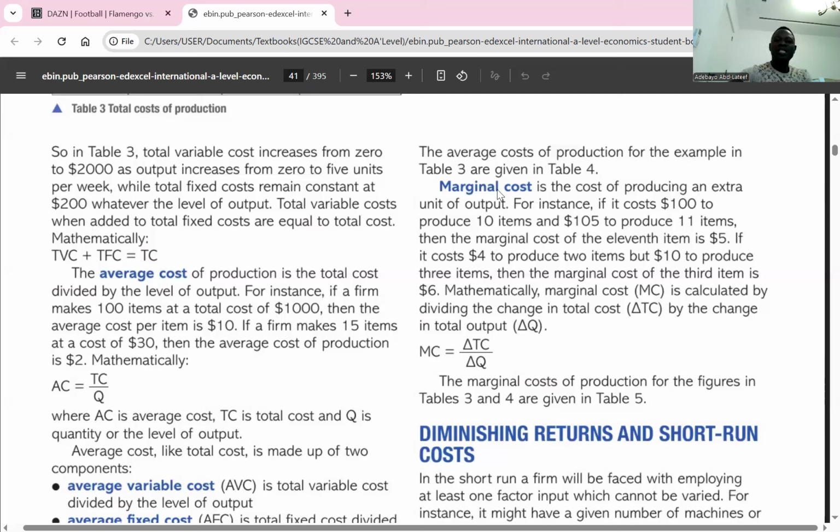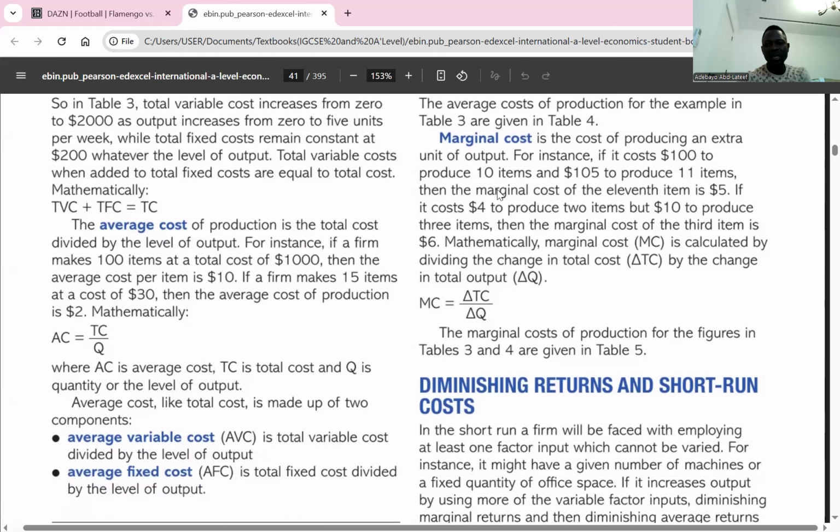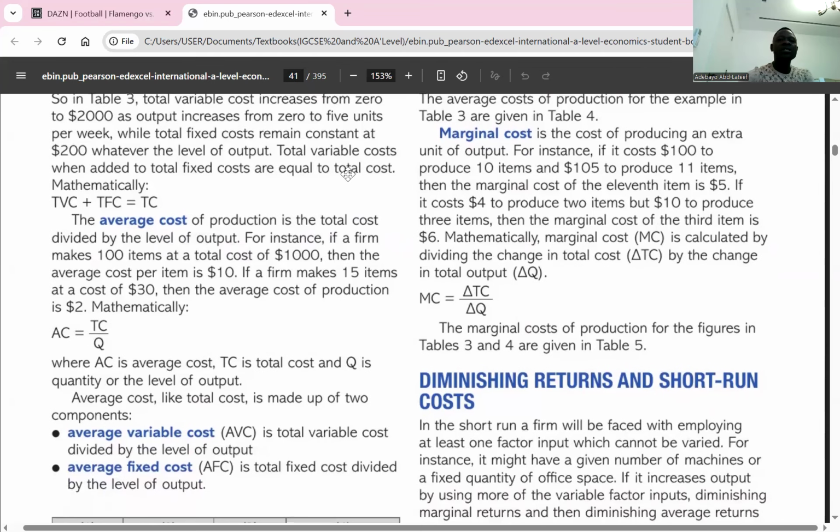Then that takes us to marginal cost. Why do we call it marginal cost? We call it marginal cost because it's the cost of producing an extra unit of output. And the formula for marginal cost is change in total cost divided by change in output, or TC2 minus TC1. Are you with me? Any question about MC? No.